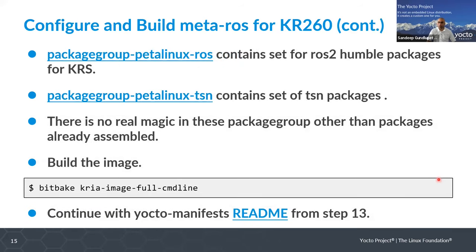Cool. So once you have all the packages enabled in the local.conf, you can build the Kriya image. This is the Kriya target image we provide in the meta Kriya layer that is available on github.com/xilinx. You build these images and it builds all the binaries, kernel, file system, along with the ROS and the TSN applications.